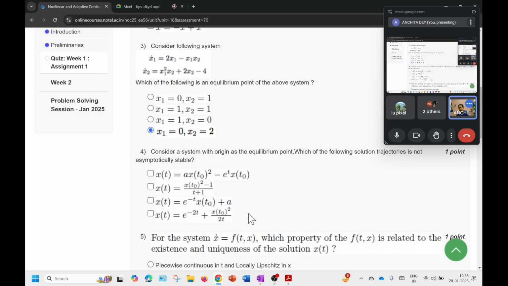For the last option, we have e to the power minus 2t plus x(t0) squared by 2t. Now you see in this case, the first one, e to the power minus 2t, has a converging graph, and as t goes to infinity, it goes to 0. So this will be 0 plus the limit as t tends to infinity of 0 by 2.